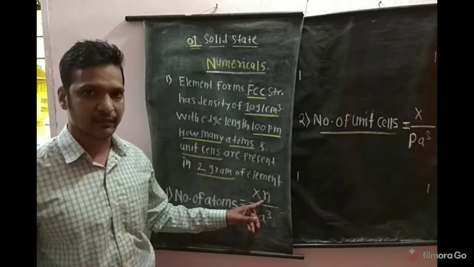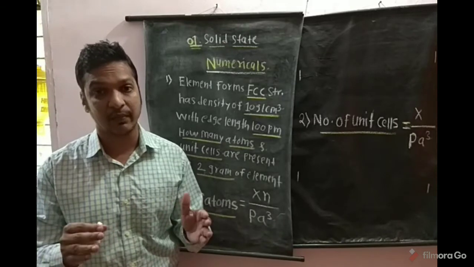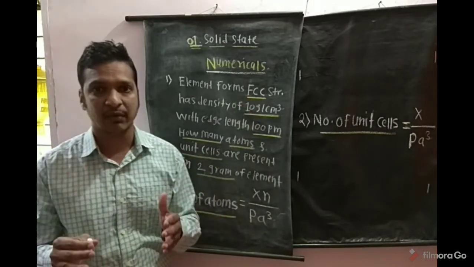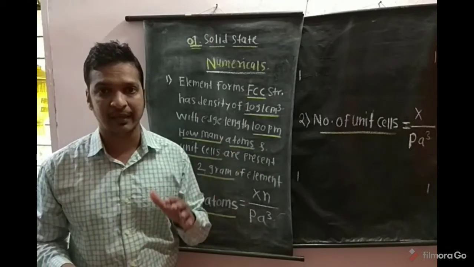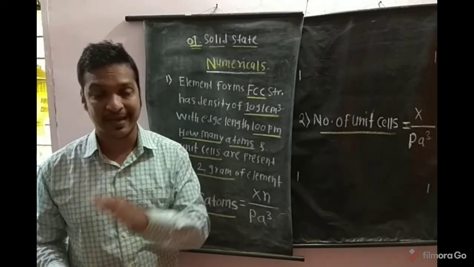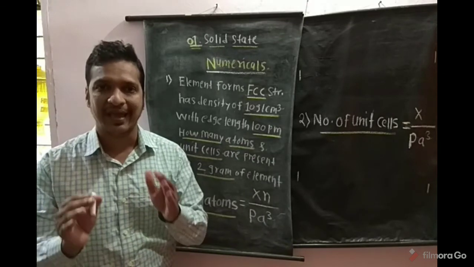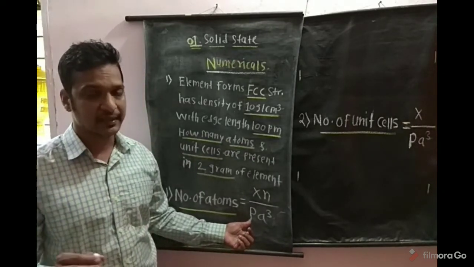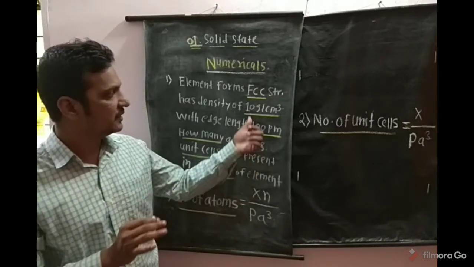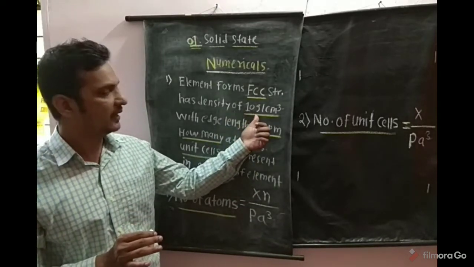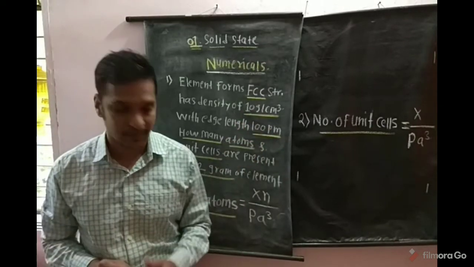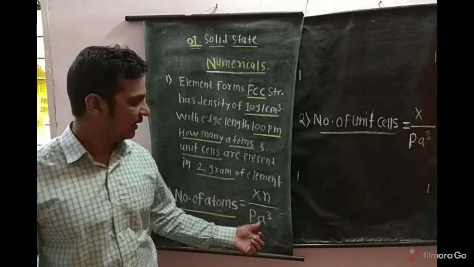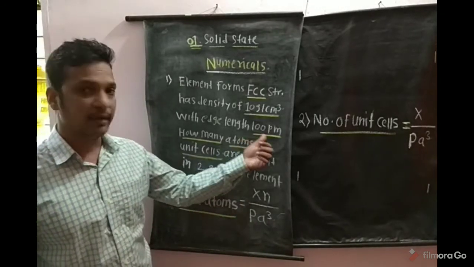Then n means the number of atoms per unit cell. In case of FCC, n is equal to 4 because this example contains a face centered cubic unit cell. Then density is also given in the example, which is 10 gram per cm cube. And the last thing, a cube. a means the unit cell edge length. So here a is 100 picometer.